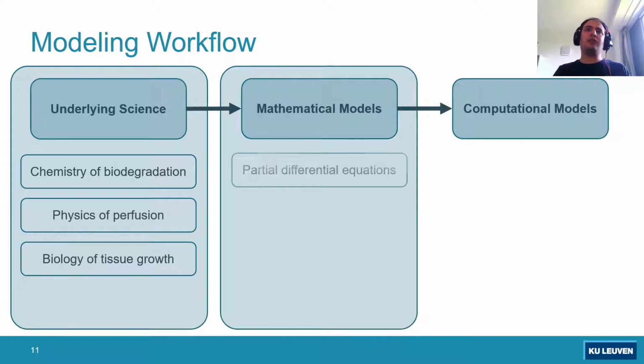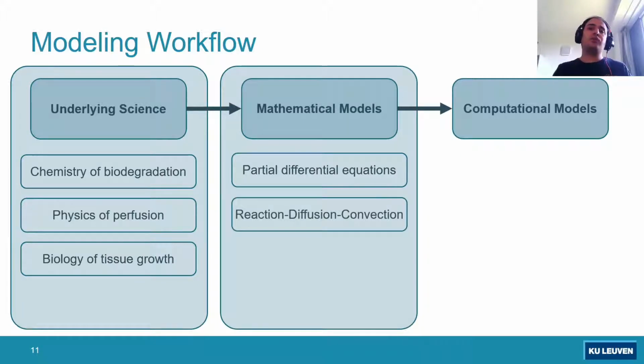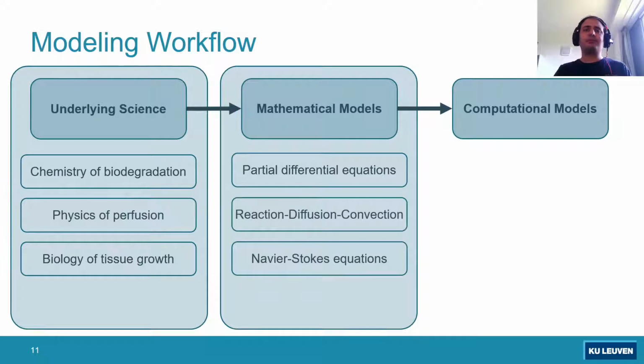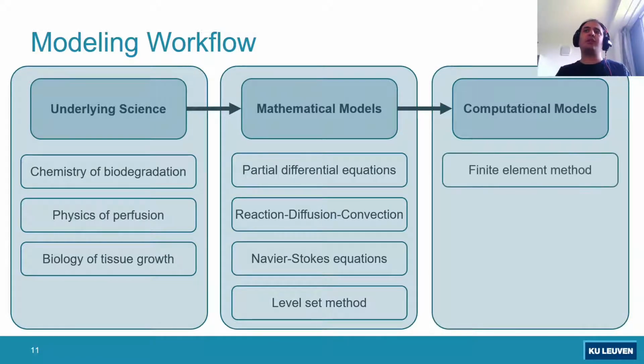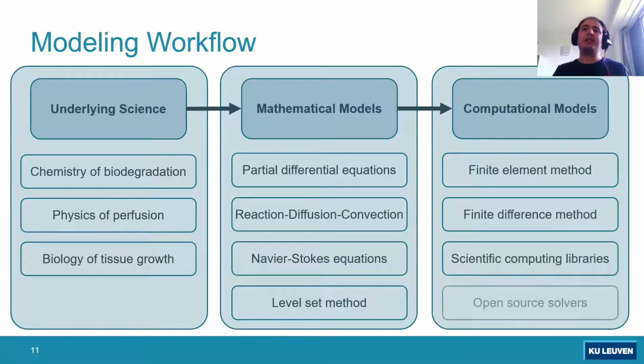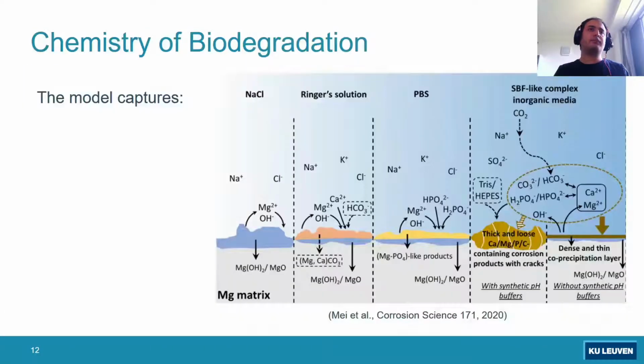For mathematical models, we have partial differential equations. So the underlying sciences are converted to partial differential equations, mainly reaction, diffusion, convection equations, Navier-Stokes equations, and the level set method. And the level set is actually for capturing the way that the material degrades. There is a moving interface, and we want to capture it. And the computational models are a combination of finite element method and finite difference method, scientific computing libraries, and open source solvers.